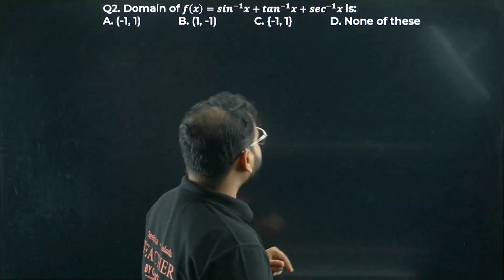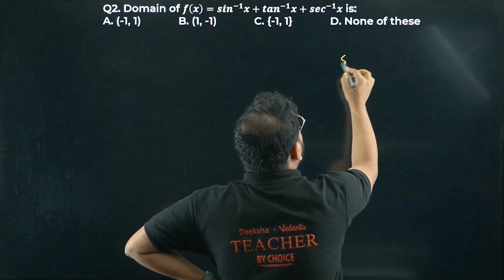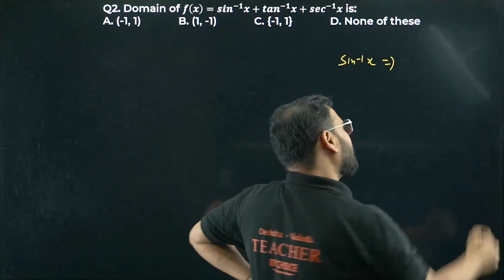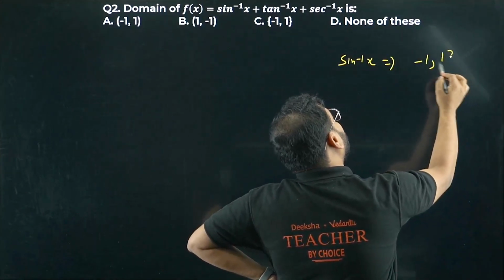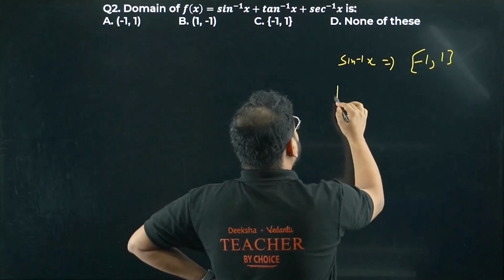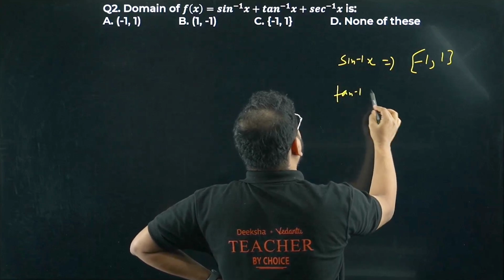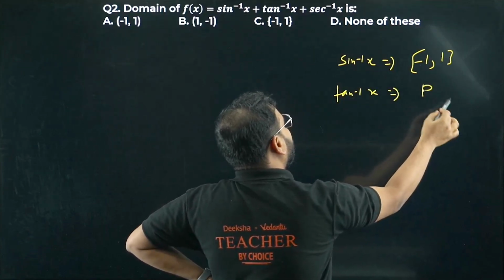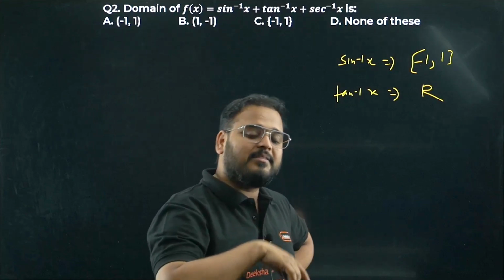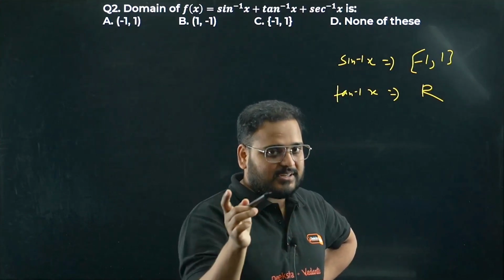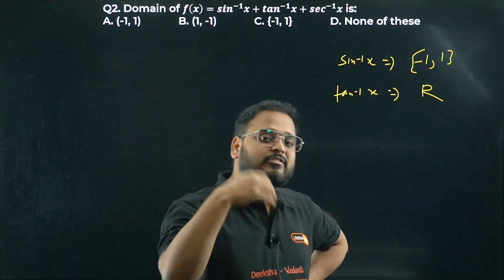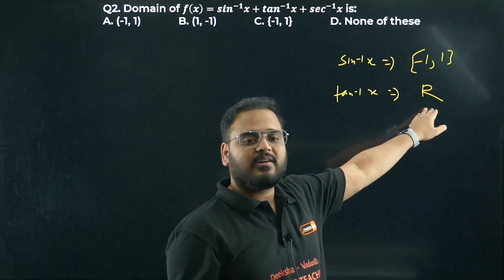So how can you find that? Check it out. I have sine inverse of x. What's the domain? Not the range. Domain is minus 1 to 1. Tan inverse of x. Domain is all real, not the range. Range is the angle. In the inverse trigonometric function, the result is always an angle. That's why the domain is always a real number.